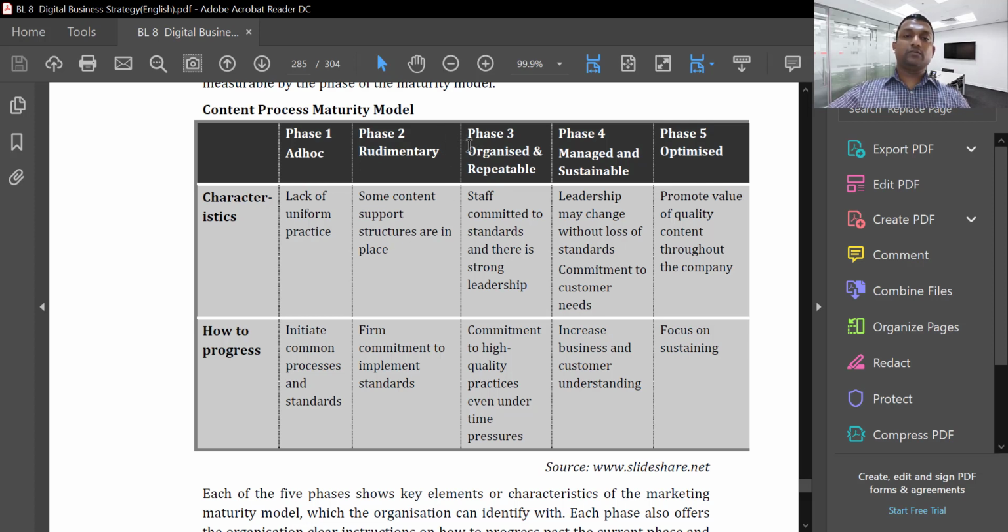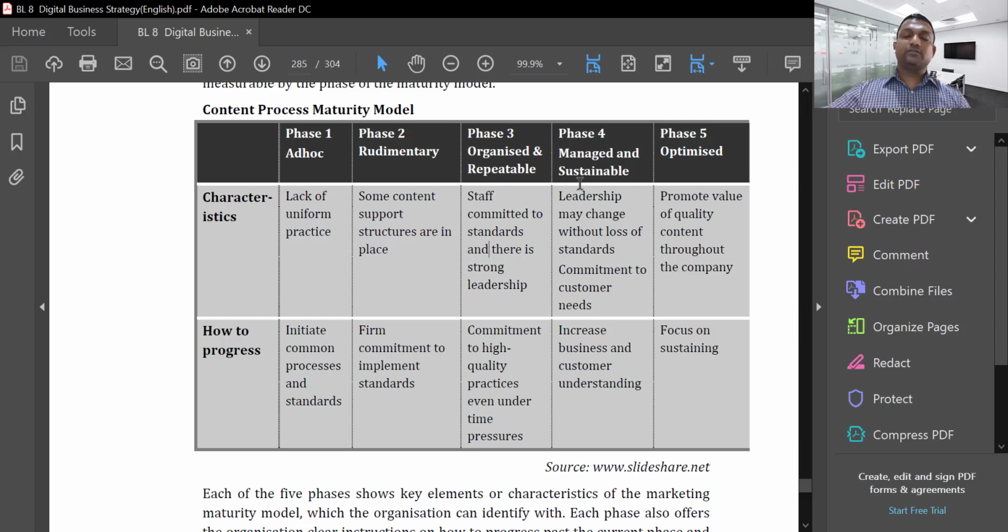And phase 3, organized and repeatable. So staff committed to standards and there is strong leadership. So in the third phase only, you have the staff committed to the standards and strong leadership available. And we look at the other 2 phases as well.